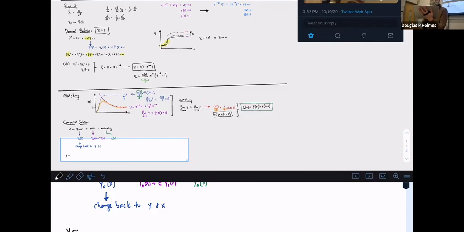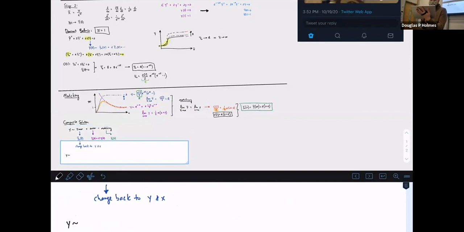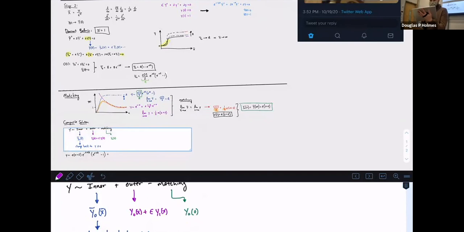So what does this tell us? The inner solution is E times 2 plus epsilon times E to the minus 2 x over epsilon times E to the 2 x over epsilon minus 1. I should have written that all in blue. Sorry, this one's all in purple. Our other one is pretty straightforward. It's just, actually, what is it?